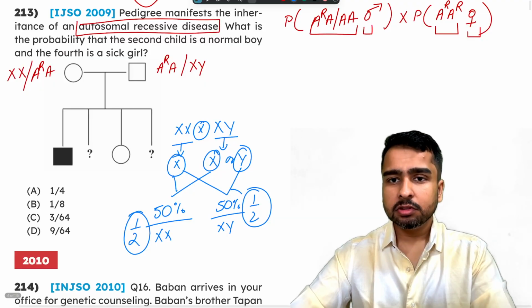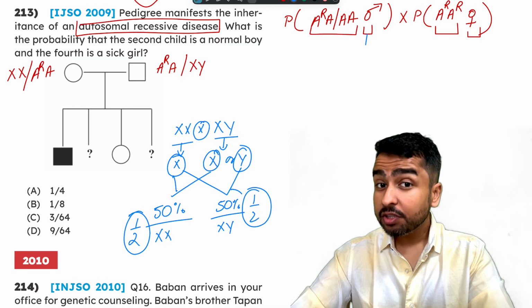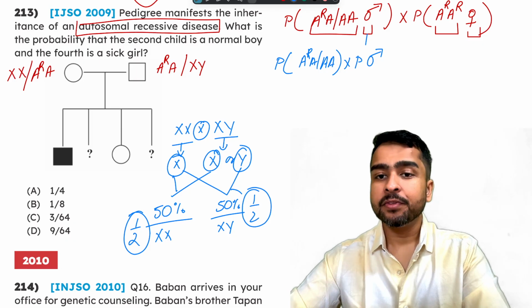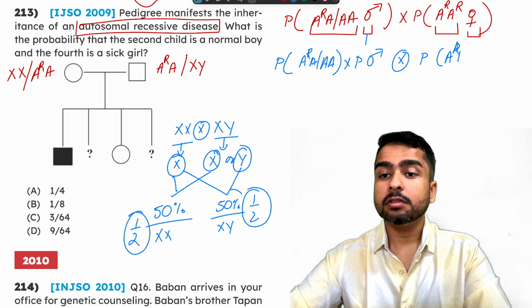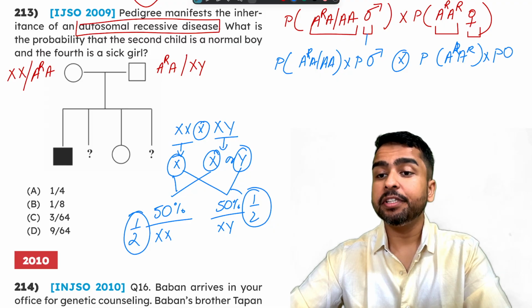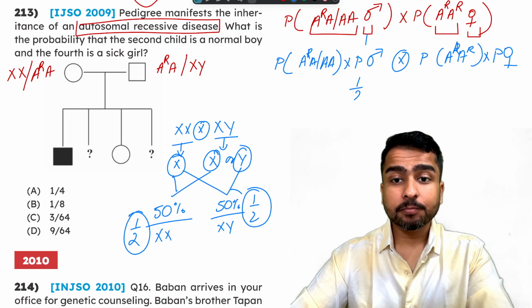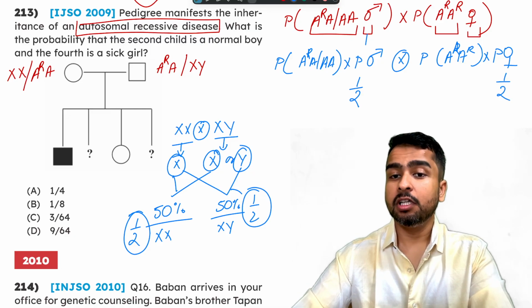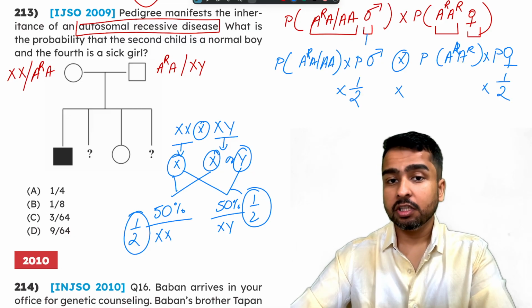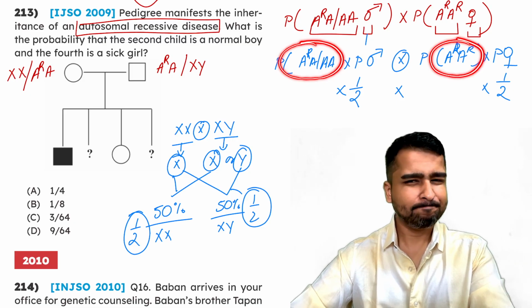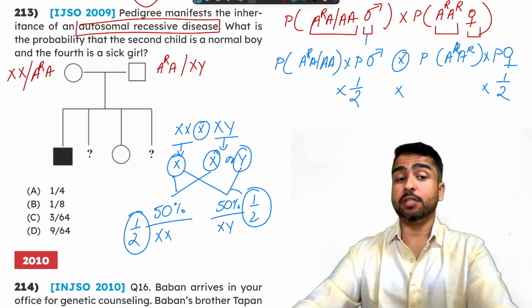Clear? So this we will further break into probability of ARA or AA multiplied by probability of male, and this will also break into probability of AR multiplied by probability of female. And we know already from our calculation that probability of male is half, probability of female is half. So that part is already done with. Now we need to find out the remaining things. We need to find out this, we need to find out these. Clear? Now let us try to do that.